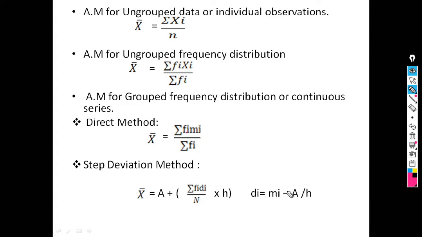H is class width. Mi is midpoint. The formula for midpoint is upper limit plus lower limit divided by 2. And a is assumed mean. Assumed mean is calculated for two type of data or two type of observation. When n means small n, if n is odd, then a is middlemost observation, and if n is even, then a is any one of the middle two observation. Choice is ours.